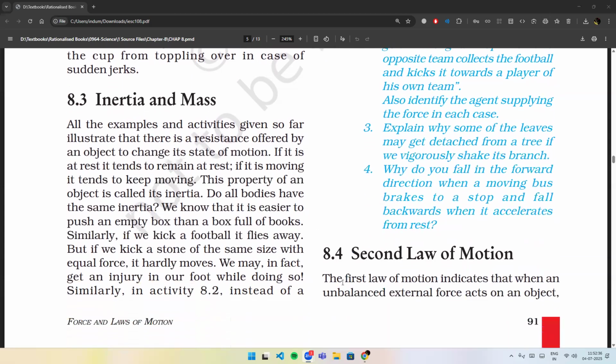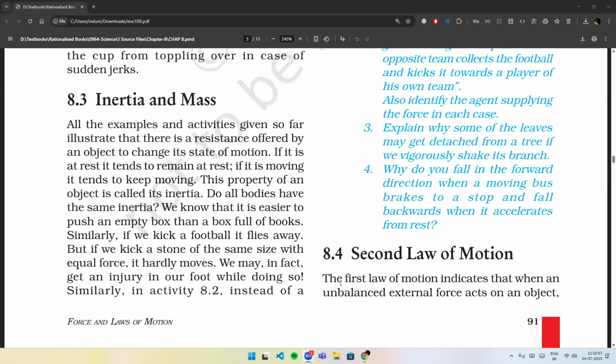Inertia and mass. All the examples and activities given so far illustrate that there is a resistance offered by an object to change its state of motion. If it is at rest, it tends to remain at rest. If it is moving, it tends to keep moving. This property of an object is called its inertia.